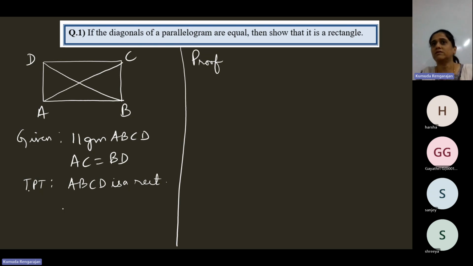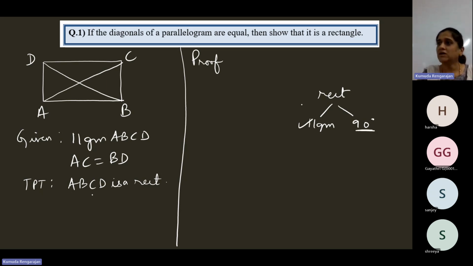Now, how do you show that a parallelogram is a rectangle? Definition. Everything is in the definition. What is a rectangle? A parallelogram in which one angle is a right angle. But this is already a parallelogram, so one part is done for us already. To prove that the quadrilateral is a rectangle, you need to prove it's a parallelogram in which one angle is a right angle. So you just have to prove that one angle is a right angle.